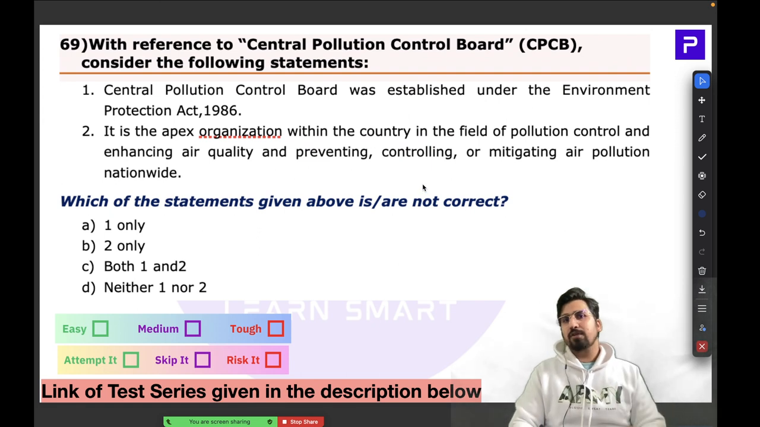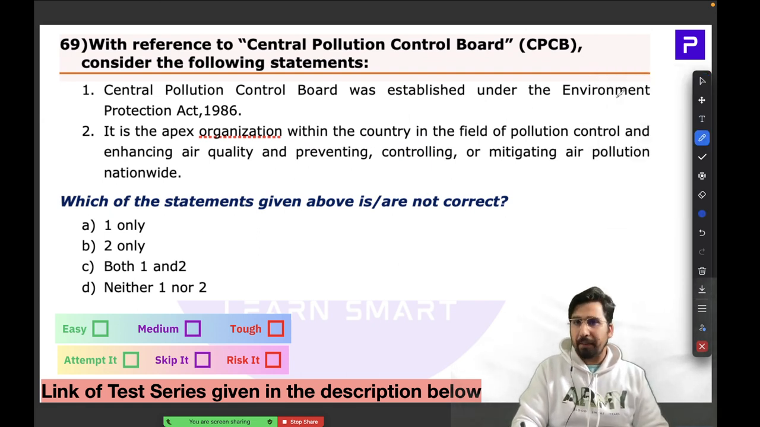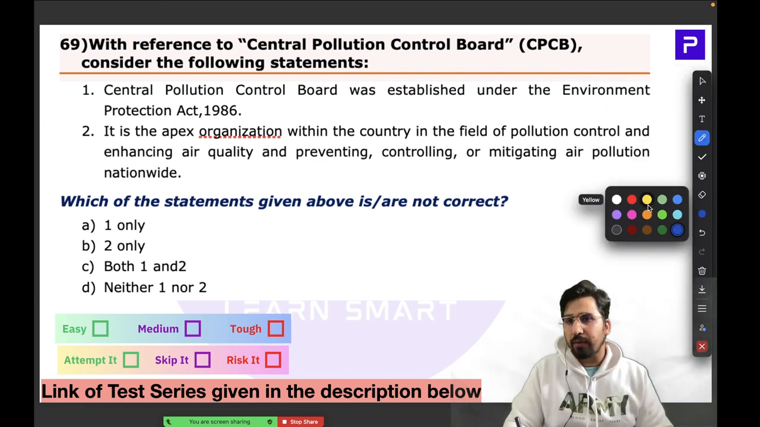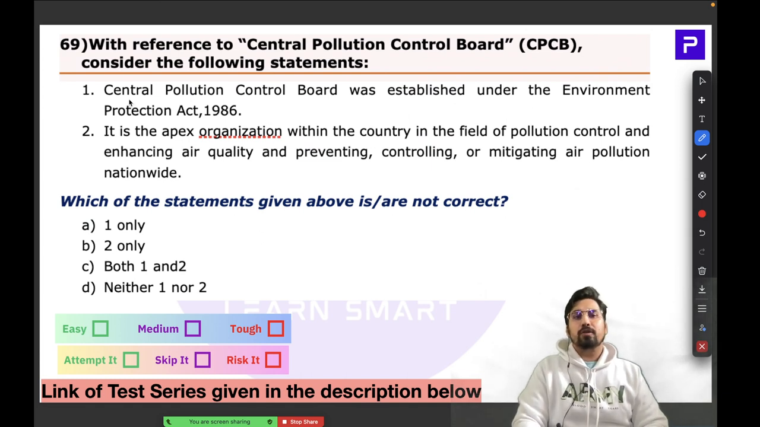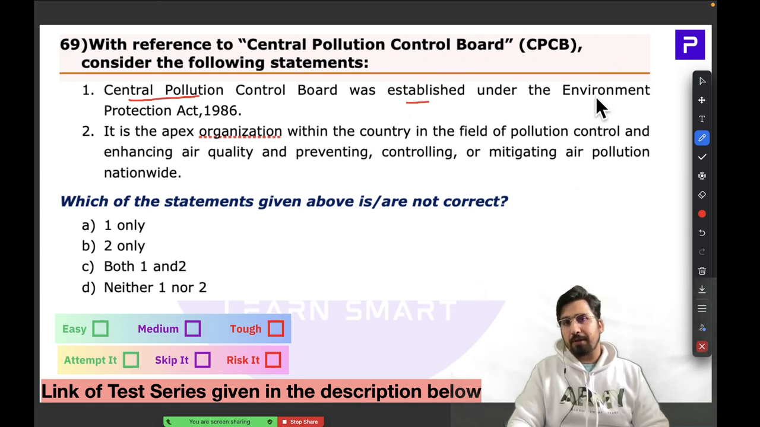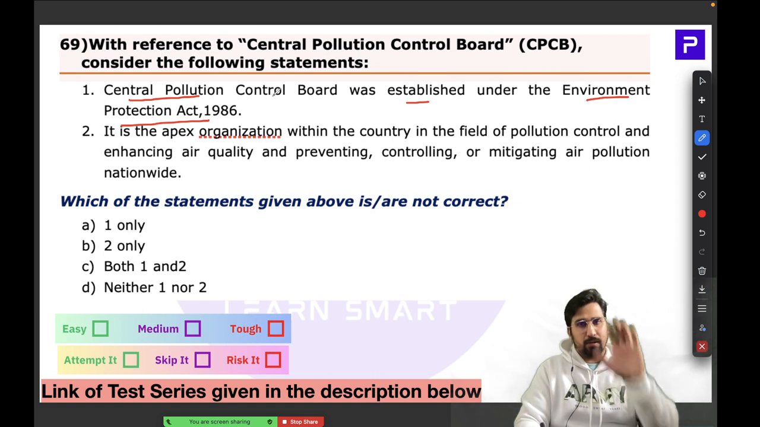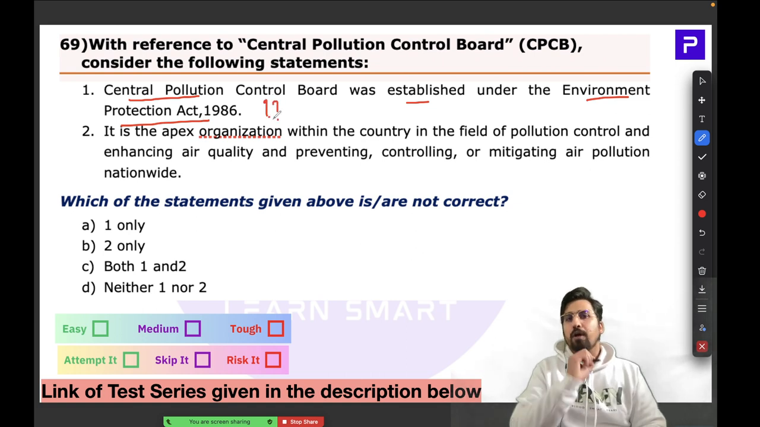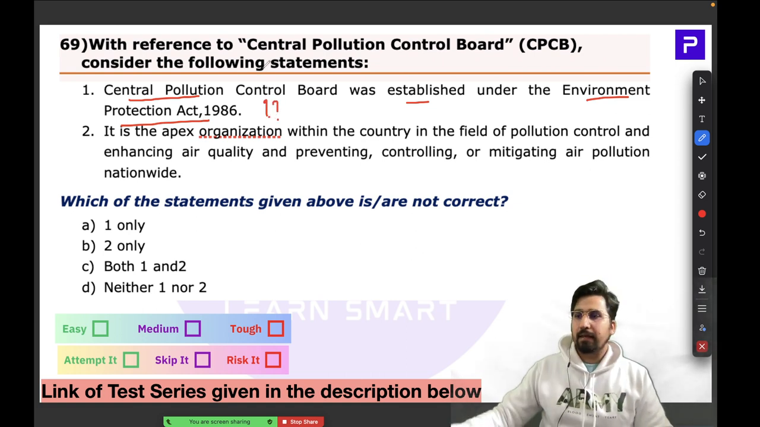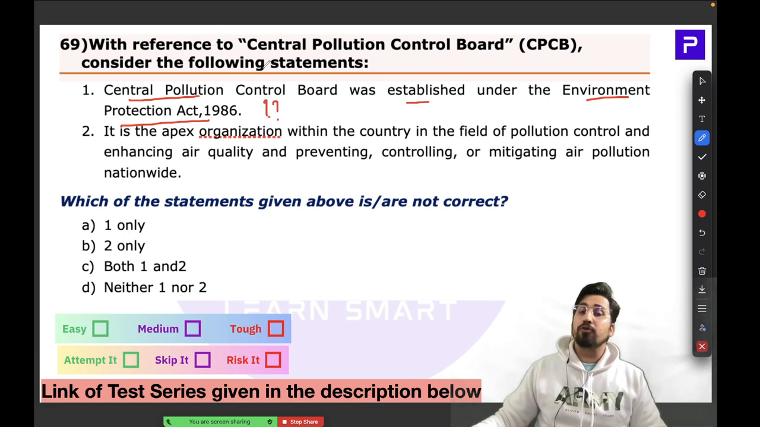Another question we have is on the Central Pollution Control Board, which is the apex body for monitoring and regulating pollution in our country. So this Central Pollution Control Board was established under the Environment Protection Act. Oh, okay, wait. Big stop. Why? See, now we know it is about the Pollution Control Board.